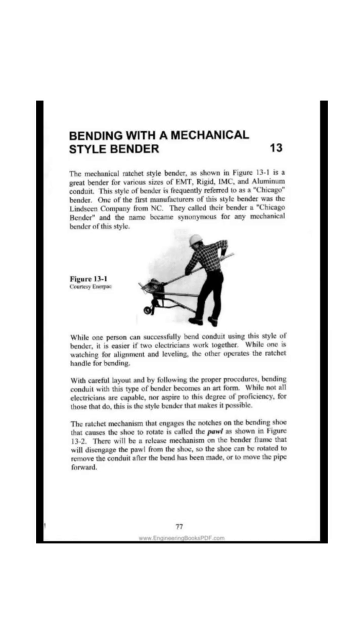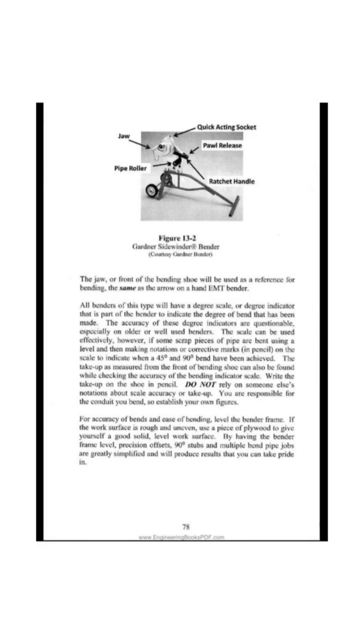The ratchet mechanism that engages the notches on the bending shoe that causes the shoe to rotate is called the pawl, as shown in Figure 13:2. There will be a release mechanism on the bender frame that will disengage the pawl from the shoe, so the shoe can be rotated to remove the conduit after the bend has been made, or to move the pipe forward. The jaw, or front of the bending shoe, will be used as a reference for bending, the same as the arrow on a hand EMT bender.